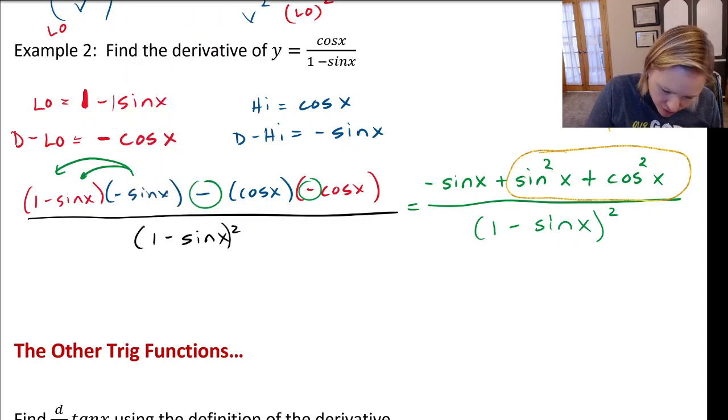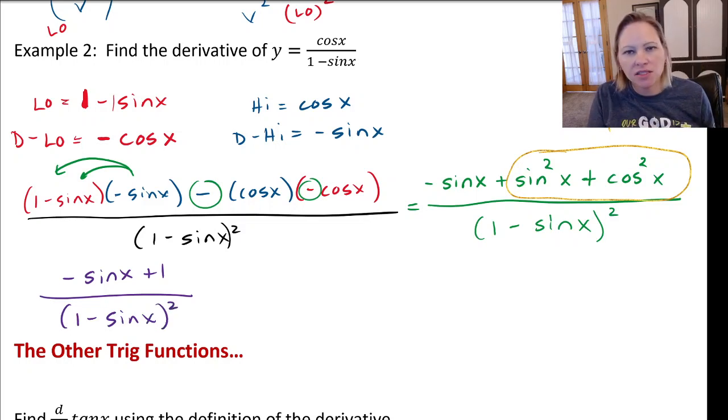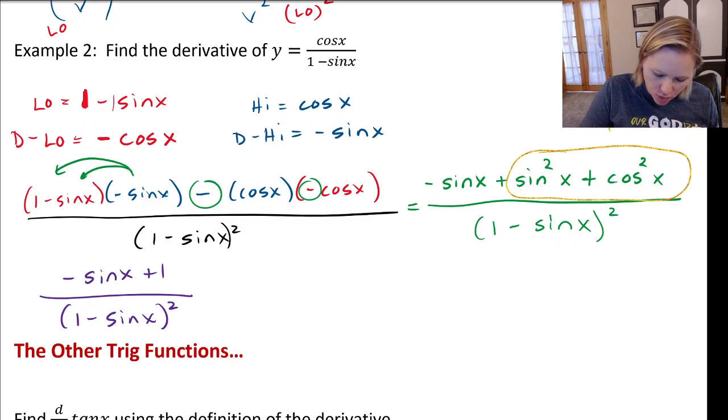But here we go. Now we're left with negative sine of x plus 1 all over 1 minus sine of x squared. Now, when I see that I have sine and 1 and 1, here's where I need to pay attention to see what I need to do. Sometimes I'll need to rearrange the numerator. Another thing that happens often is sometimes you can factor out a negative 1. So if you notice you have the same exact thing in the numerator and the denominator, but the signs are different, try factoring out a negative 1. In this case, we don't have to do that. We just have to rearrange 1 minus sine of x.